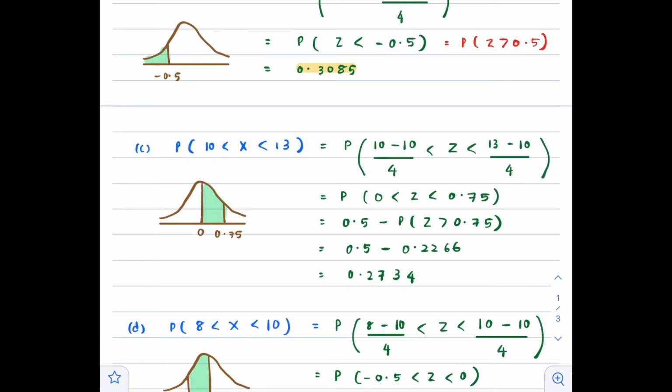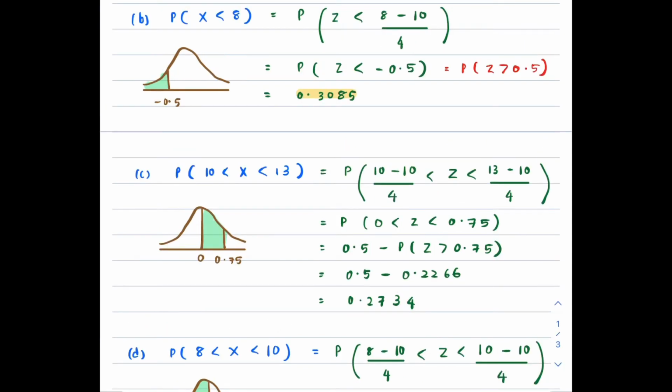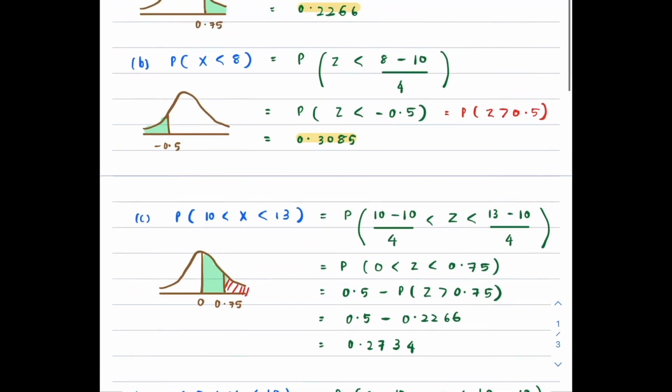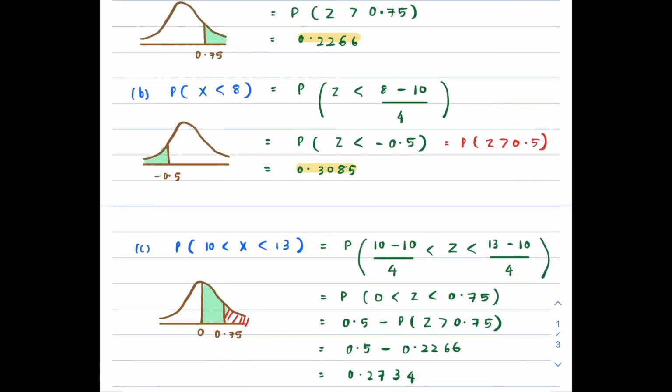So this is the shaded area that the question wants you to have, 0 up until 0.75. And then remember, the table only reads the at least symbol. So if you refer to the table for 0.75, the table only reads this area. Okay, so 0.75 you have found from part A just now. Z is more than 0.75 is this area, which comes from your table.